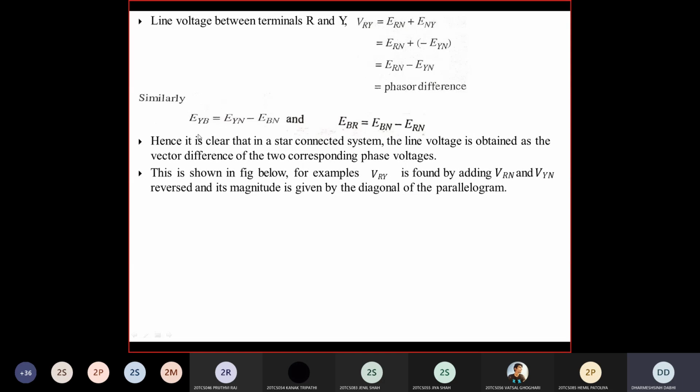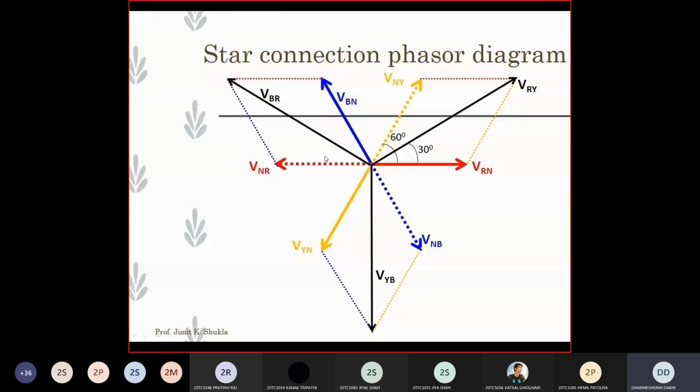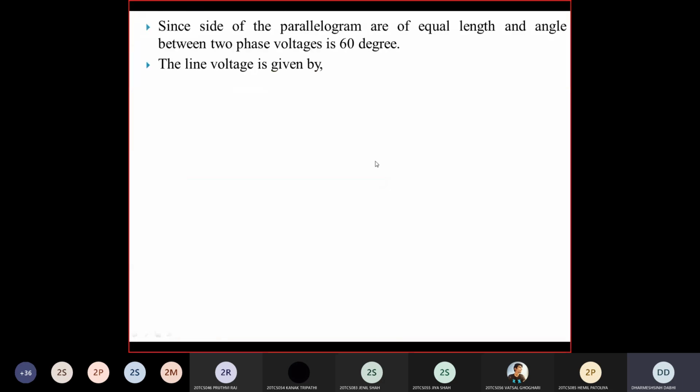Suppose you find out VYB. So it is EYN minus EBN. Suppose you find out the line voltage between B and R phase. So it is EBN minus ERN. So it is clear from the star connected system that line voltage is obtained as a vector difference of the two corresponding phase voltages. Clear? So that we have proved in the last lecture.